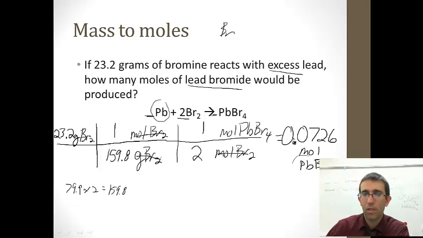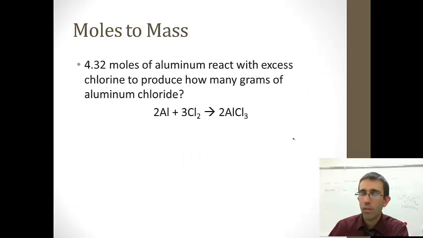Okay? Let's try another one. Alright, this time I've got moles of aluminum. So I come through here. Yes, aluminum is Al. If it's by itself, it's the element. Remember, if it's together with something, that means it's a compound. Alright, so I got 4.32. Oh, and the last one I should have done my steps. I got 4.32 moles of aluminum.